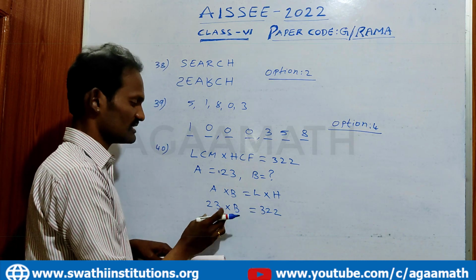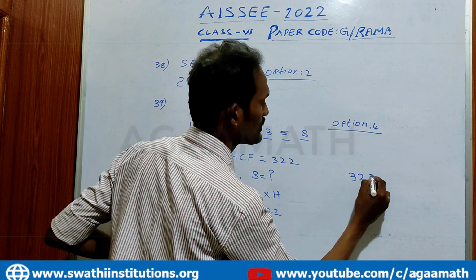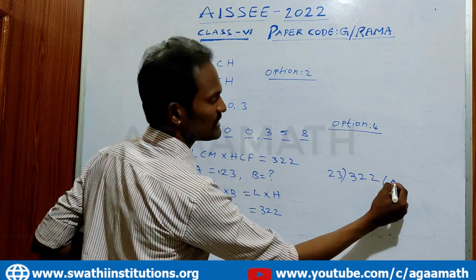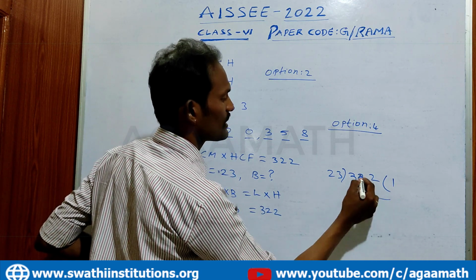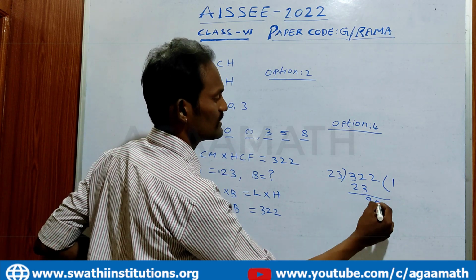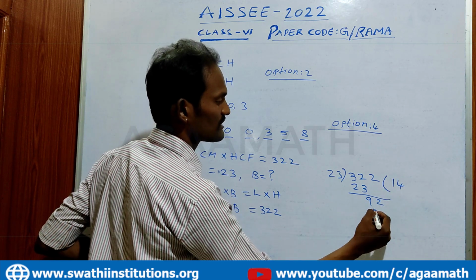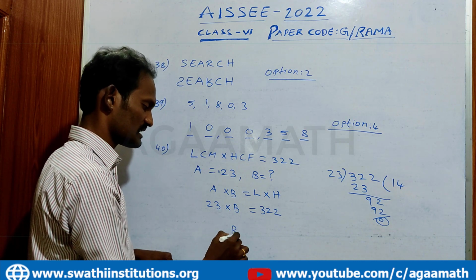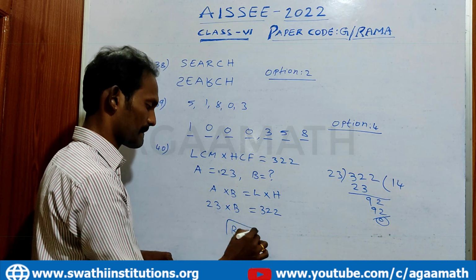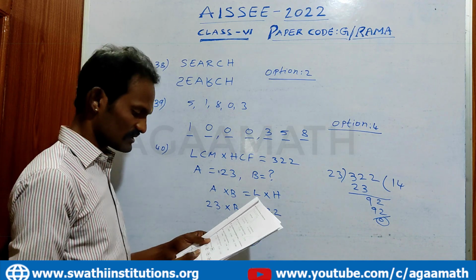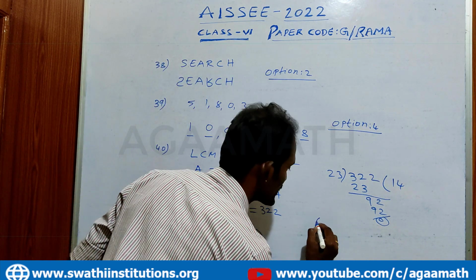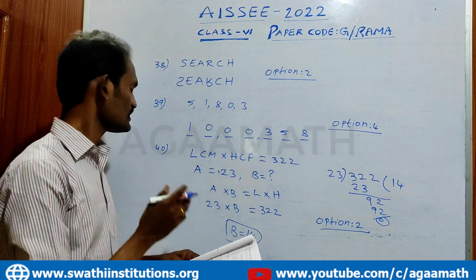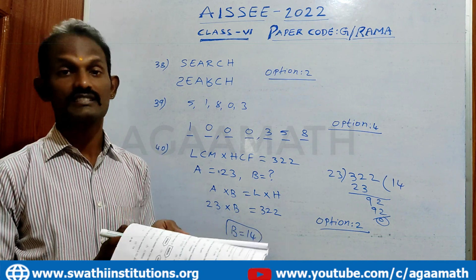So what we do? We just divide 322 by 23. So 23 ones are 23, and here you have 12 minus 3 is 9, and it is 2. So 23 4 times, that is 92. So it means 14. So that means the other number is 14. What is 14 here in the options? Option 2 is the right answer for this. So that is the 40th question.